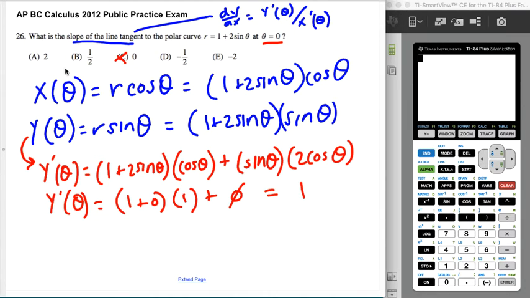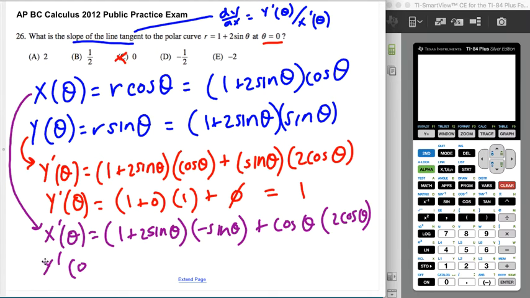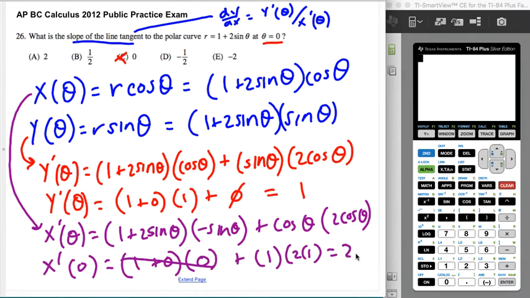And then let's go ahead and do x prime, right? So x prime of theta is going to be u dv plus v du, right? And then I specifically want x prime at 0, which is going to be 1 plus 0 times a 0, so that's all gone, plus a 1 times a 2 times a 1, so that's a 2.